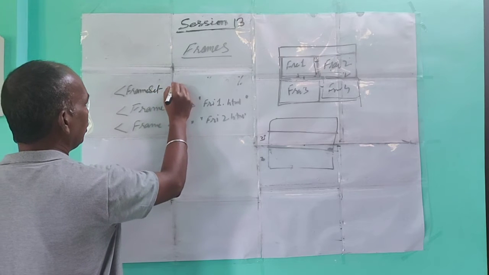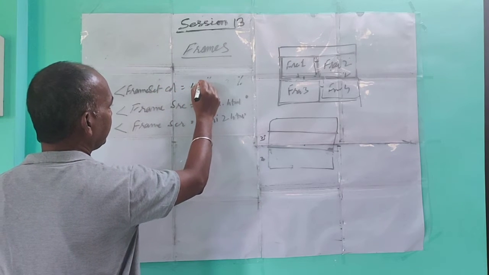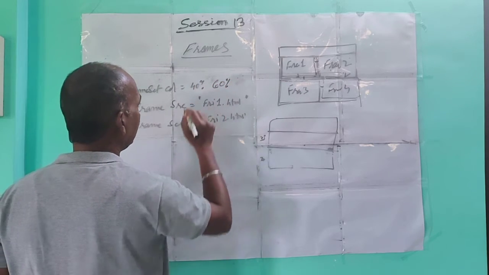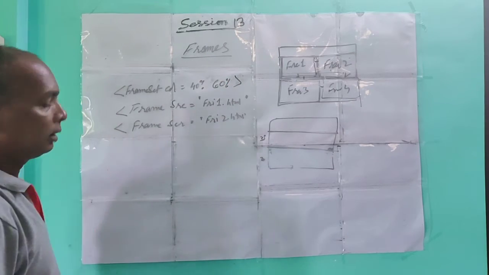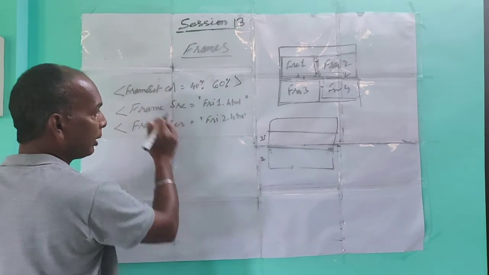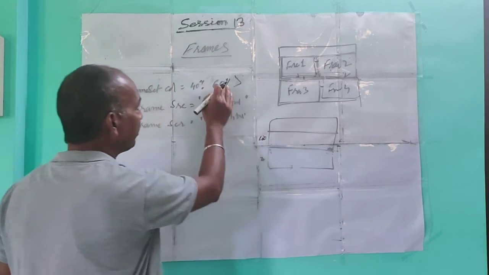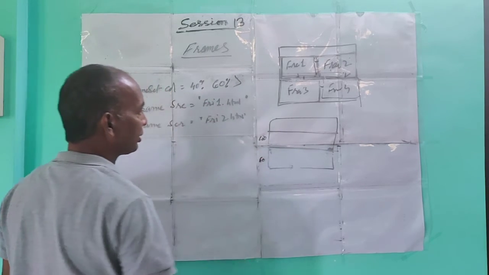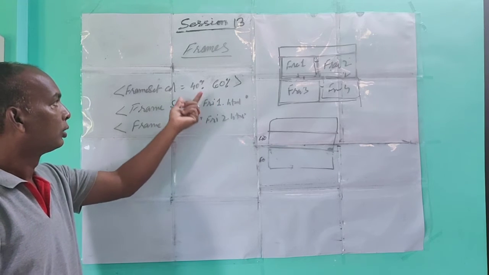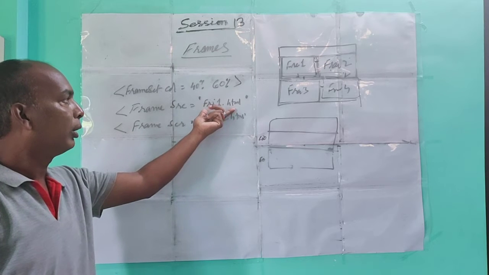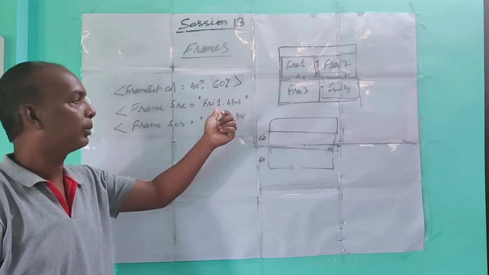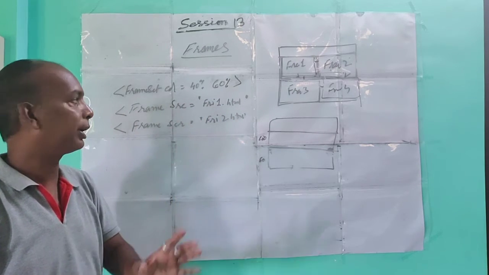Before that I write here frameset cols equals, say, 40% and 60%. So here you see, this frameset divides the screen into two parts. The first part is about 40% and the second part is about 60%. Okay. Now the first SRC is fri1.html. This is the HTML document that you already created. You can use any HTML documents, but don't forget to give the appropriate name.